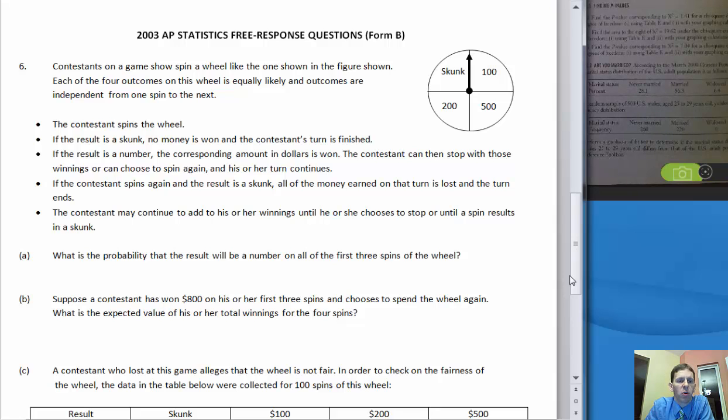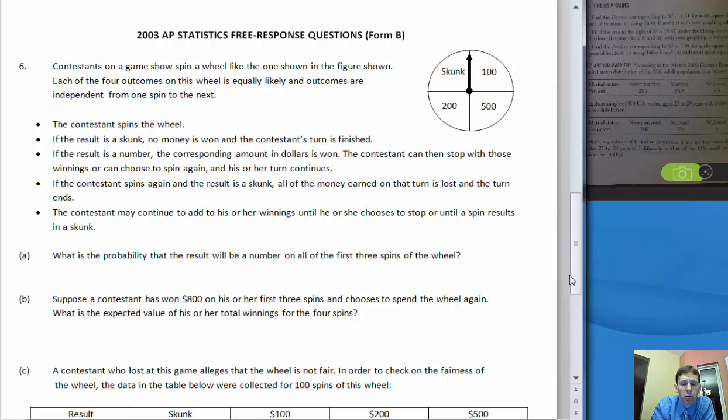If the result is a skunk, no money is won, and the contestant's turn is finished. If the result is a number, the corresponding amount in dollars is won. The contestant can then stop with those winnings or can choose to spin again, and his or her turn continues. If the contestant spins again and the result is a skunk, all of the money earned on that turn is lost and the turn ends. The contestant may continue to add to his or her winnings until he or she chooses to stop, or until a spin results in a skunk.